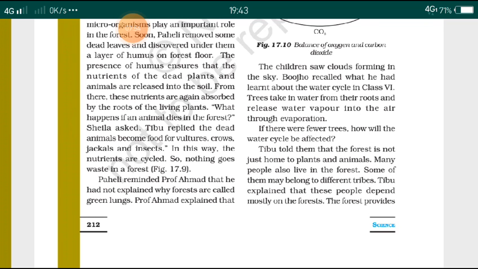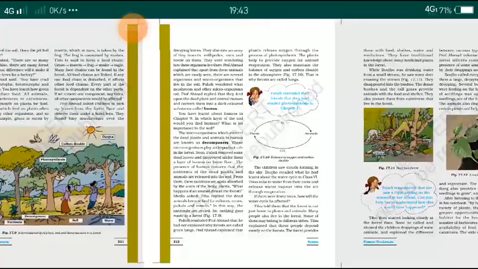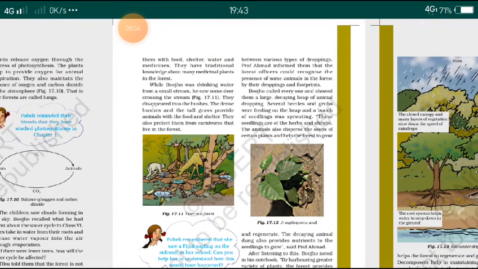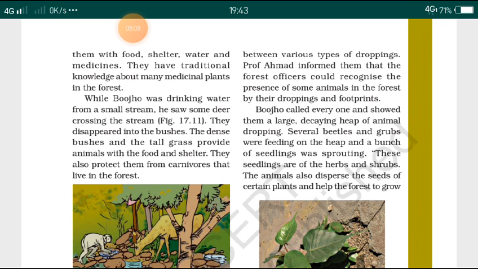Tibu explained that these people depend mostly on the forest. The forest provides them with food, shelter, water and medicines. They have traditional knowledge about many medicinal plants in the forest.